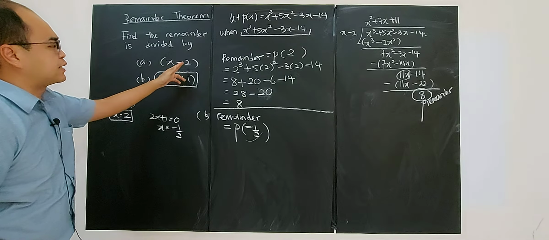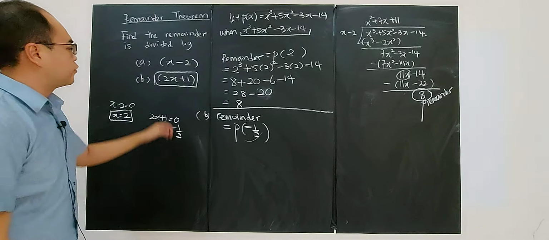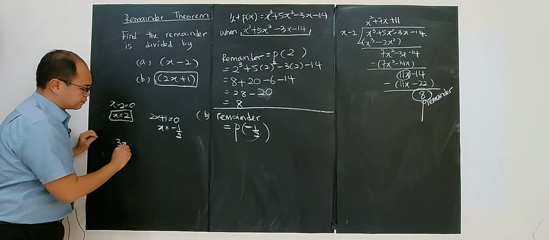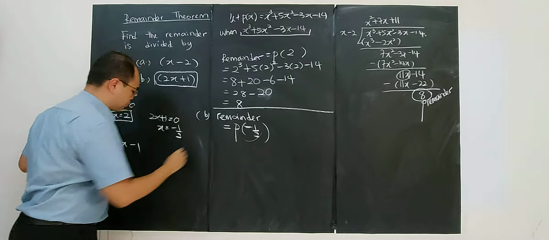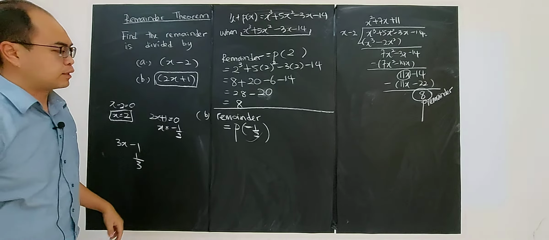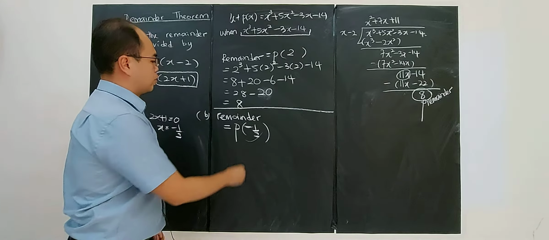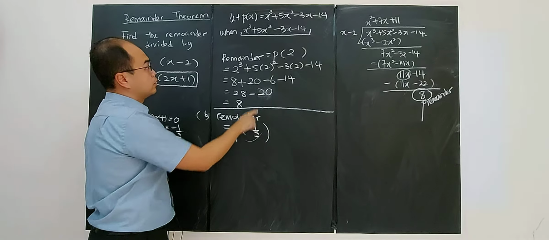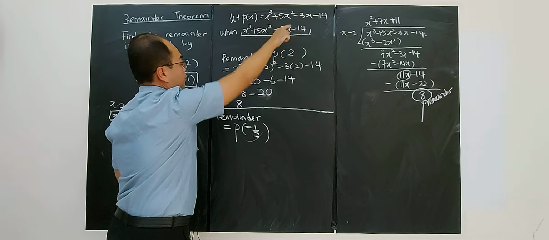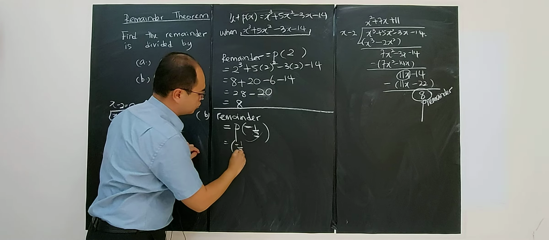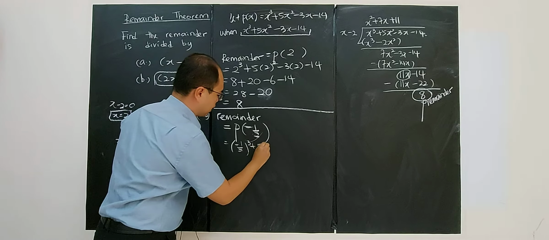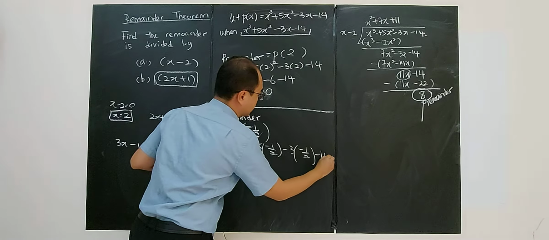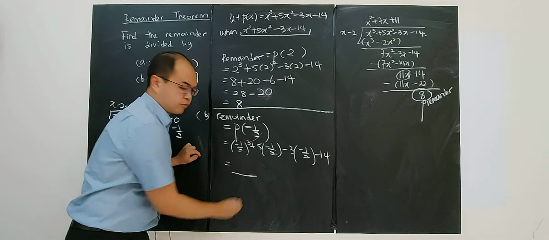If you divide by x plus 3, then the value will be negative 3. If you divide by 3x minus 1, then the value will be 1 over 3. This is how you find the remainder when you divide by a factor. Now it's 2x plus 1, so negative 1 over 2 goes into the polynomial: negative 1 over 2 to the power of 3, plus 5 times negative 1 over 2 squared, minus 3 times negative 1 over 2, minus 14. Then evaluate and you will have your remainder.